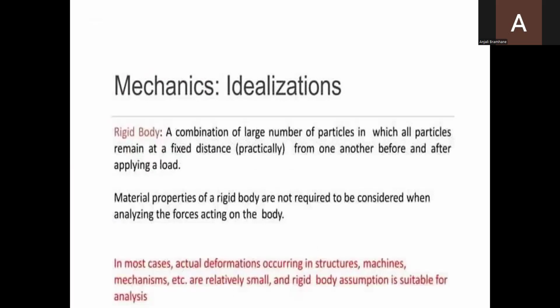Okay. So in mechanics, rigid body means what? It is a combination of a large number of particles in which all particles remain at a fixed distance from one another, practically, before and after applying a load. So material properties of a rigid body are not required to be considered when analyzing the forces acting on the body. In most cases, actual deformations occurring in structures, machines, mechanisms, etc. are relatively small, and the rigid body assumption is suitable for analysis.